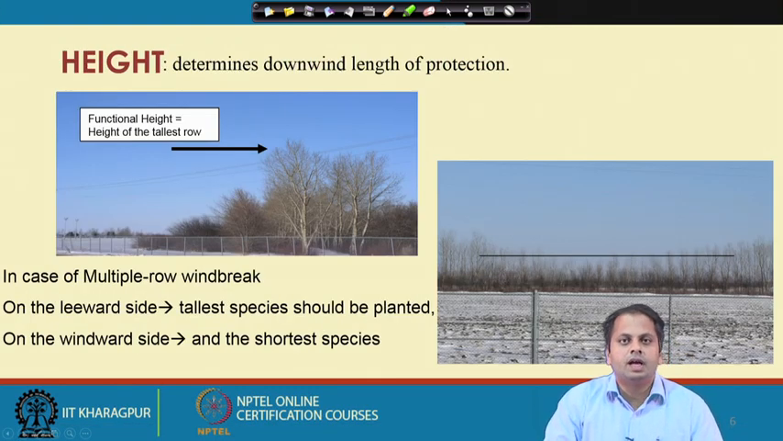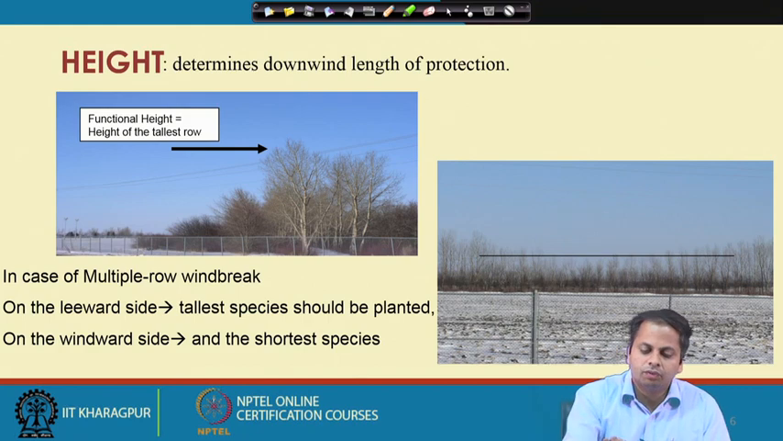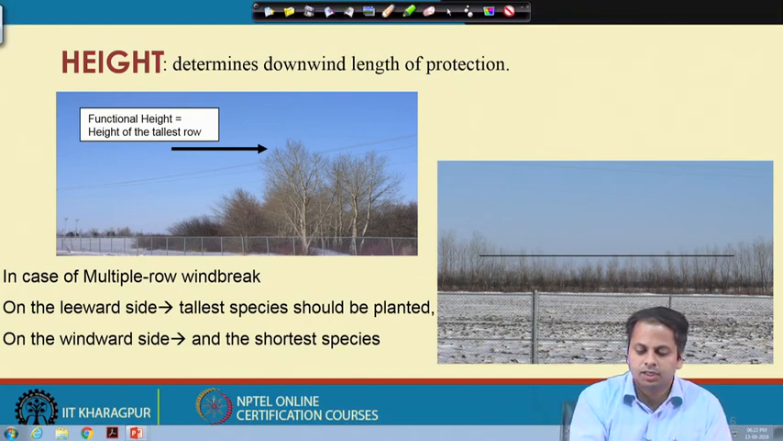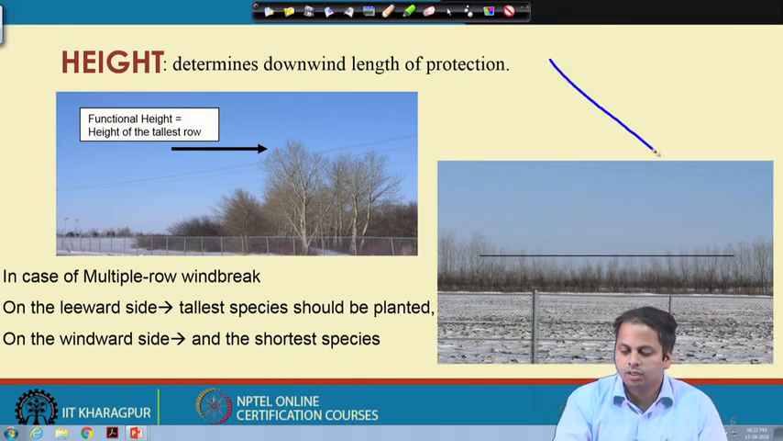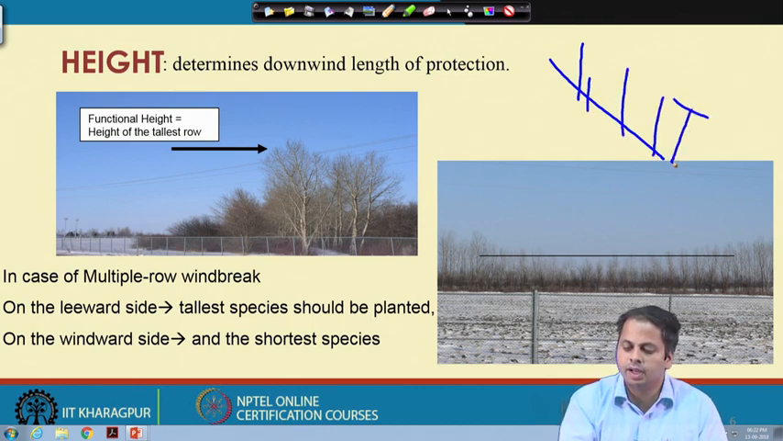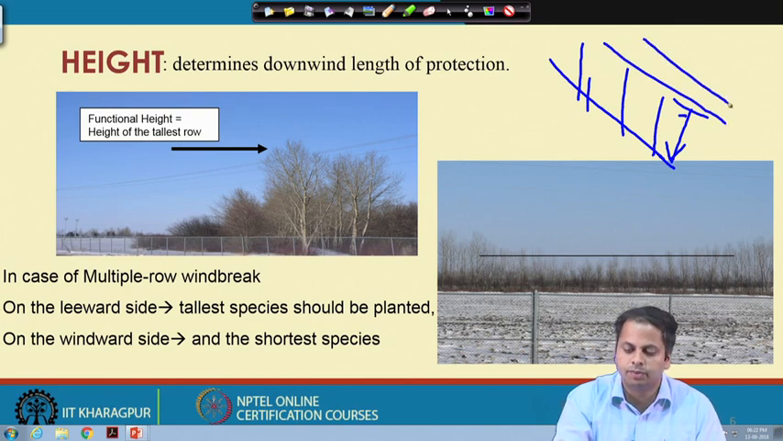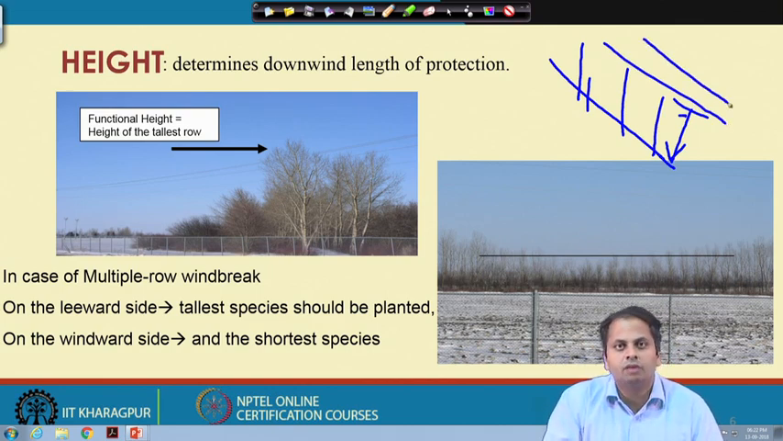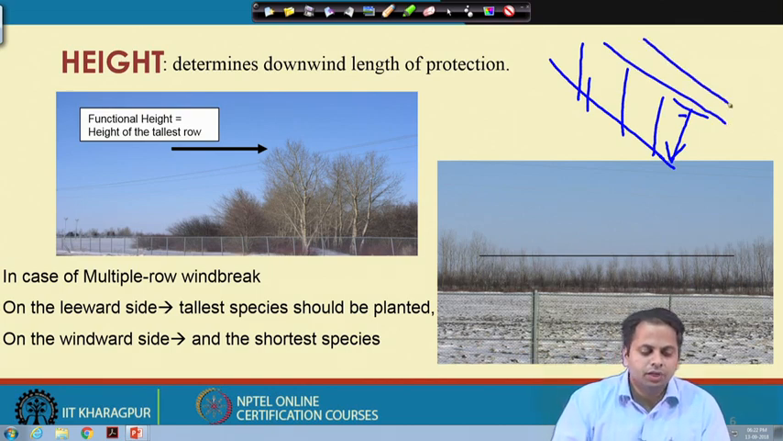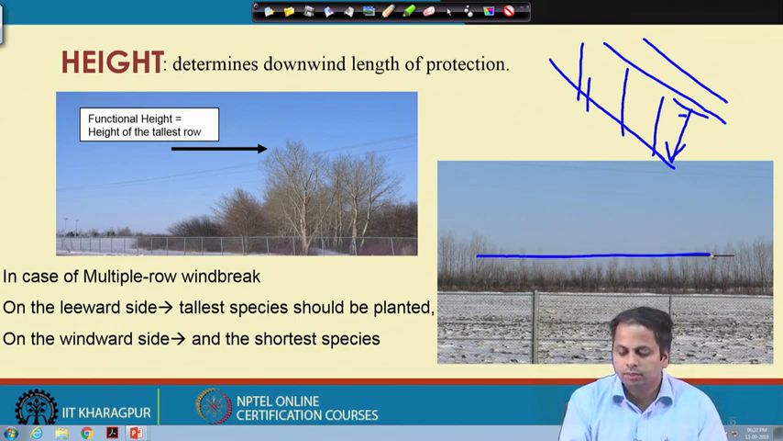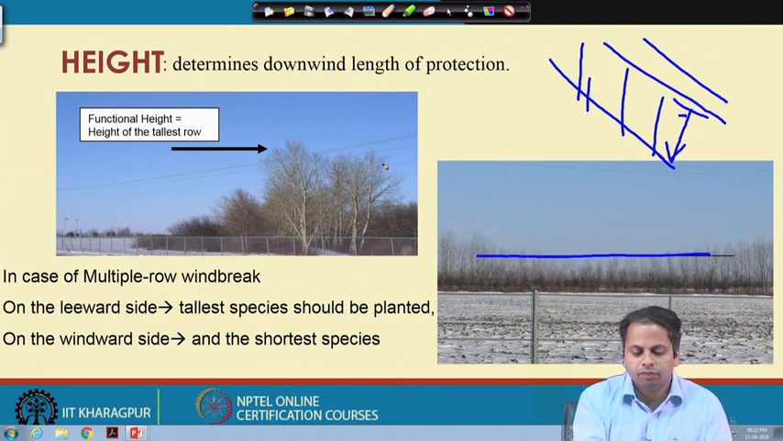Okay. So, first the height. The height of the windbreak is defined as follows. Let us say we are planting a windbreak here. The height is defined by the height of the tallest row of trees. So, in case you are planning for multiple rows of windbreaks, the functional height of that windbreak will be the height of the tallest row. The height of the tallest row is actually the height of that windbreak.